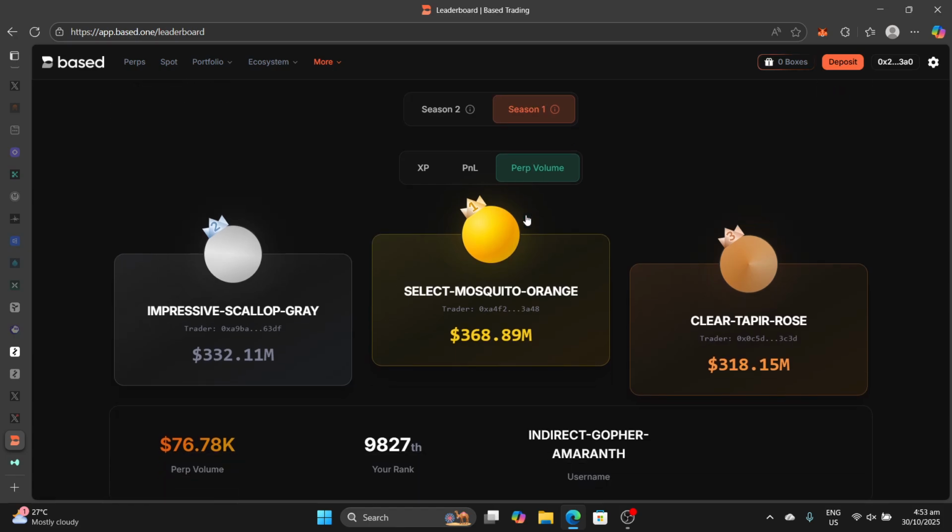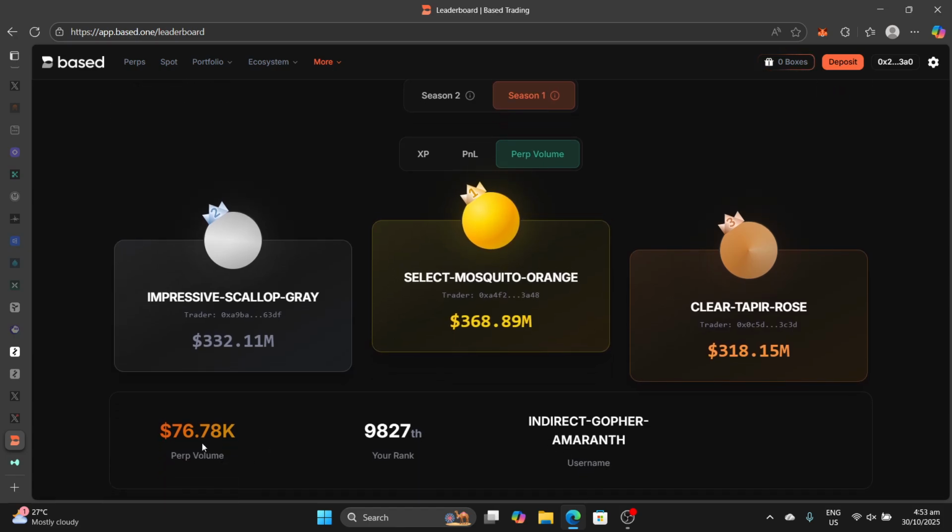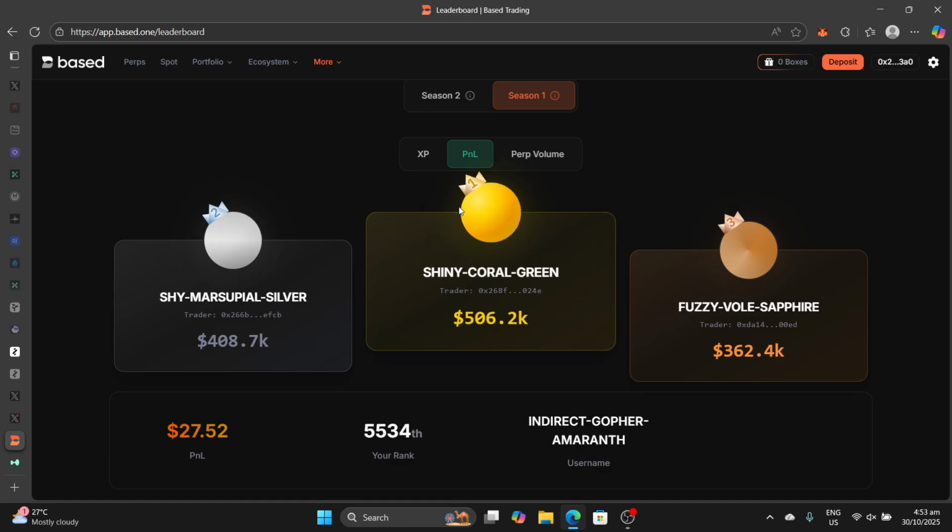Perp volume was a factor. My perp volume was only 76. Again, I was just starting out with perp trading, so I wasn't good with PNL. Now I'm better. So if you look at PNL, let's see. Wow, interesting. I had some PNL. Interestingly, yes, I did have some losses, but I recouped it. So I did have some PNL.